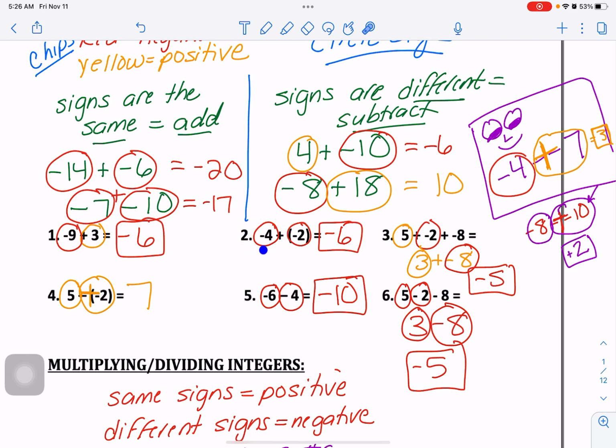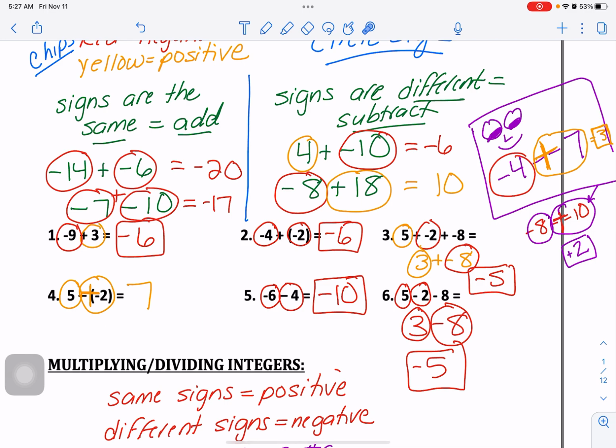In number 2, you had negative 4 and a negative 2. That's negative 6. Because the signs are the same, all your chips are the same color. We put them together. That's the same as number 5 when I have a negative 6 and a negative 4. The chips are all the same color, so I add them together and I get negative 10.